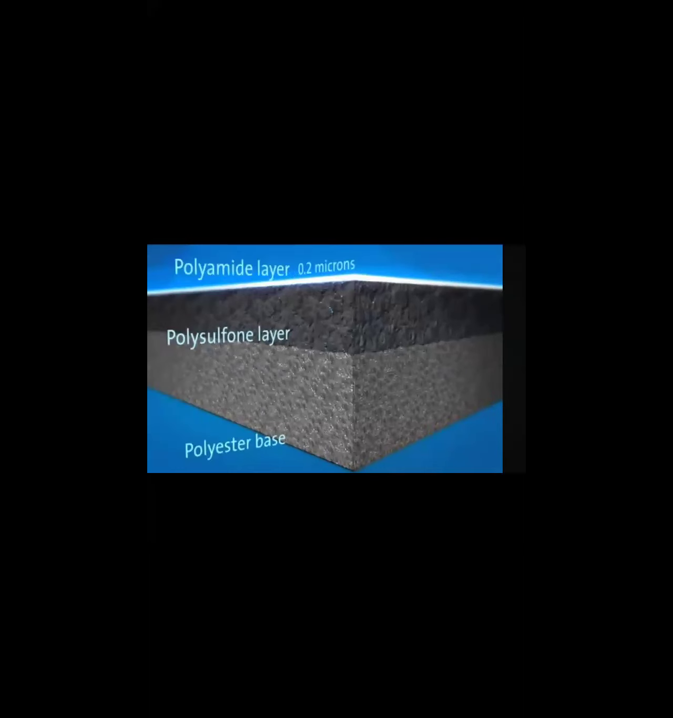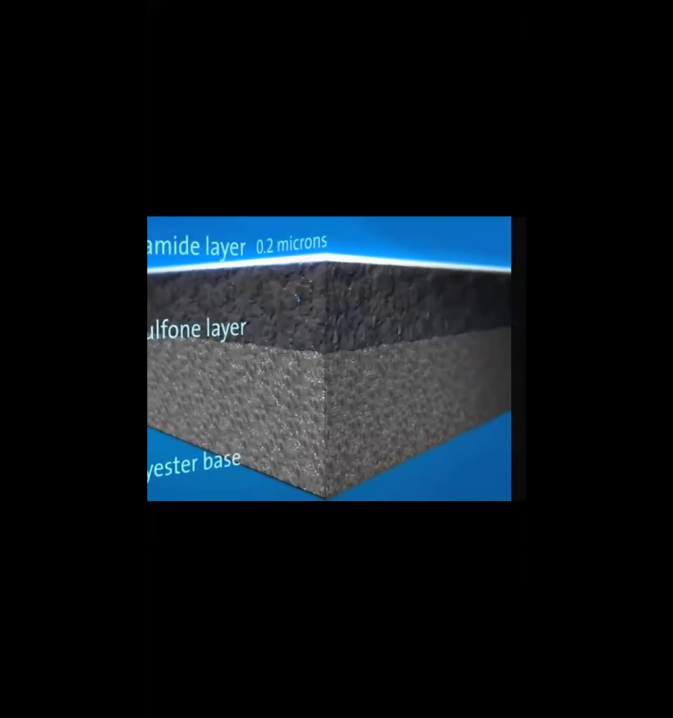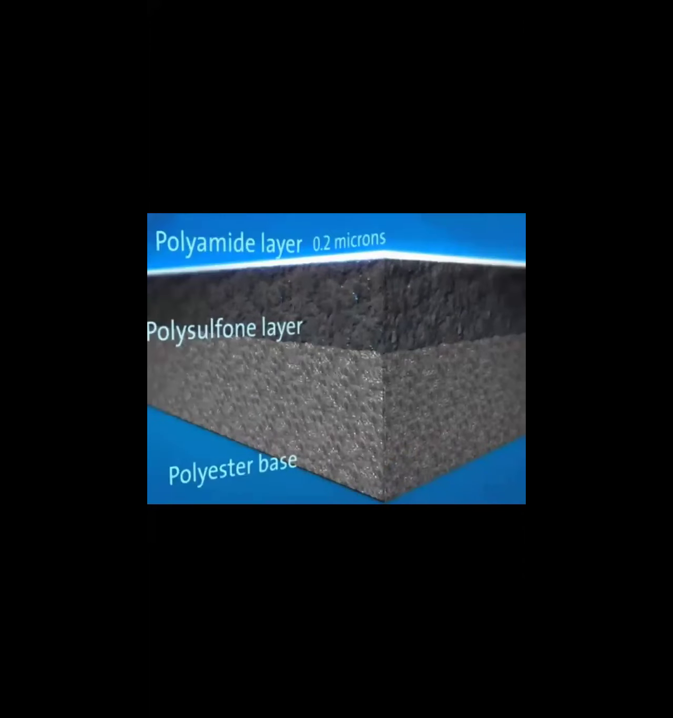Sir, polyamide is 0.5 micron and polysulfone, how much, sir? Polysulfone is 0.001 micron. And polyamide is 0.2 micron, yes, this is your 0.2 microns. The polyester is actually your base, and the polysulfone layer is a mini micron.